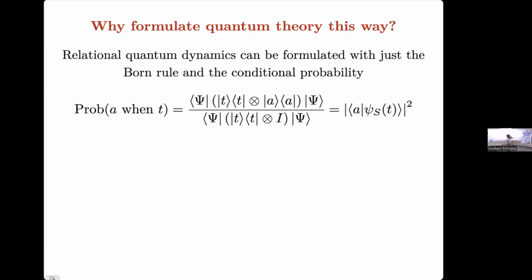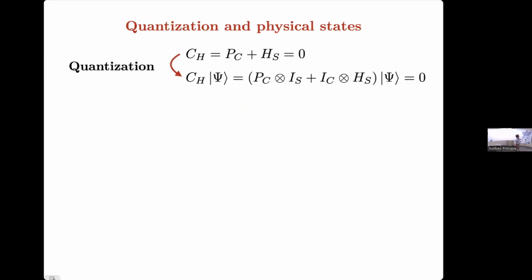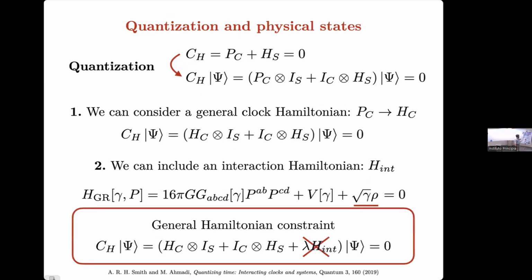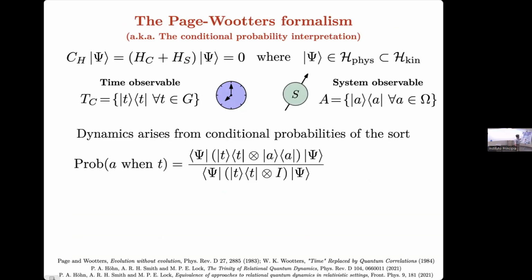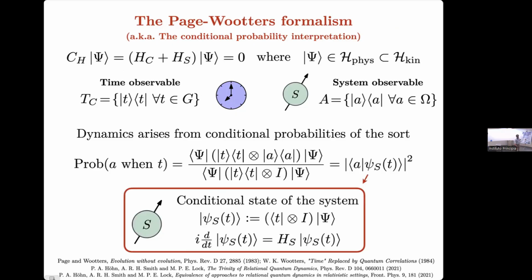So I want to say a few words on this. Why formulate quantum theory in this way? Just one question. In the proof of this last equation, I'm sorry. So you said you use the constraint, you use that, okay, all right. You use the constraint and then the covariant property of the time observable. Yeah.